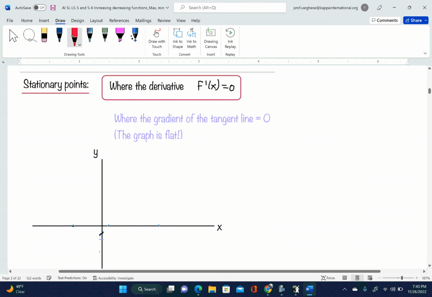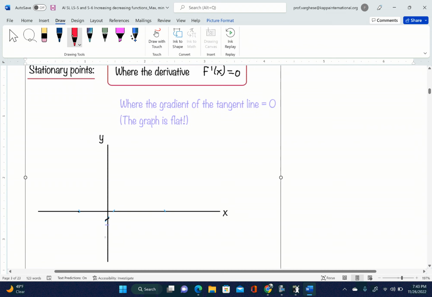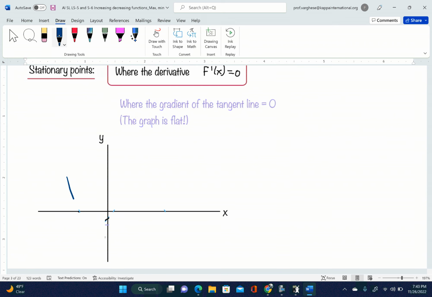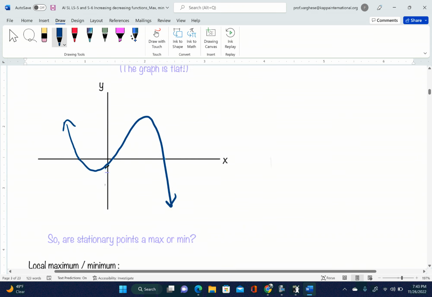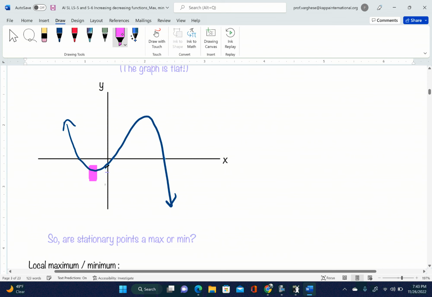And stationary points are basically like max and min. So if I have a graph that looks something like this, we can tell stationary points are right here and right here. So this point right here is going to be a relative minimum point. This point right here is going to be a relative maximum point.